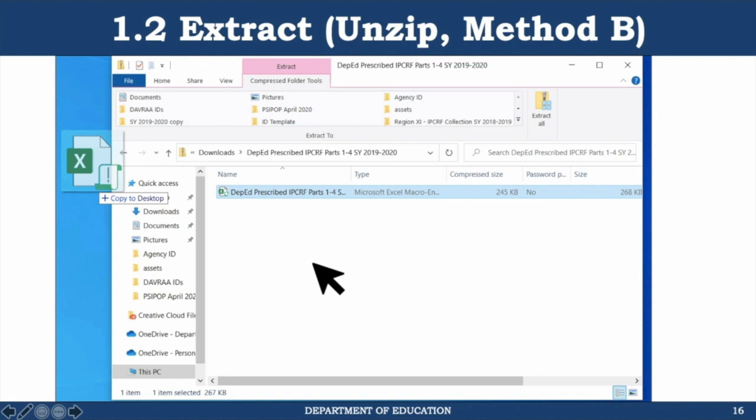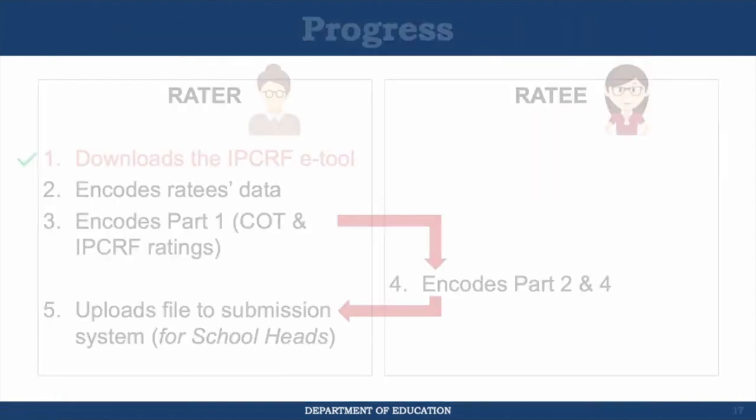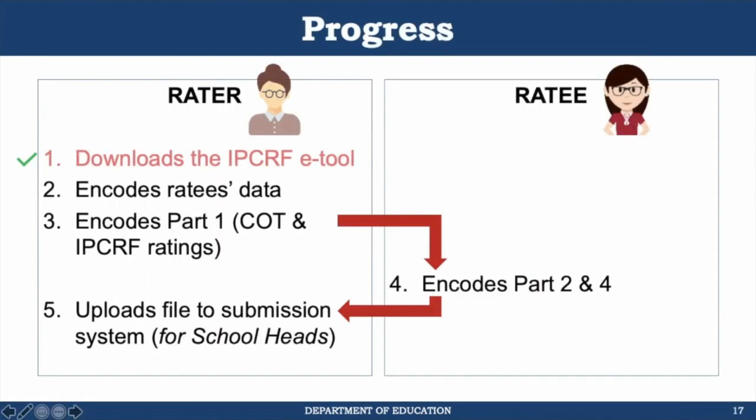To extract it, you can drag and drop the file into the desktop to create a copy of the tool. You can also copy and paste the file from here, or you can click the Extract All menu at the top, which is similar to method A, which I showed you earlier. For Mac users, double-clicking or opening the zip file should automatically extract the Excel tool.